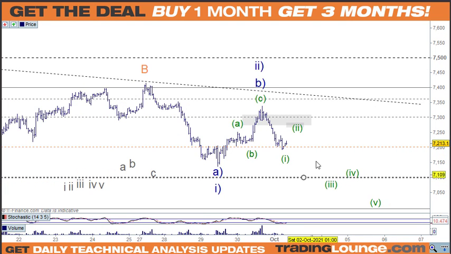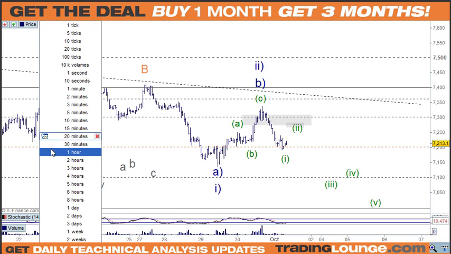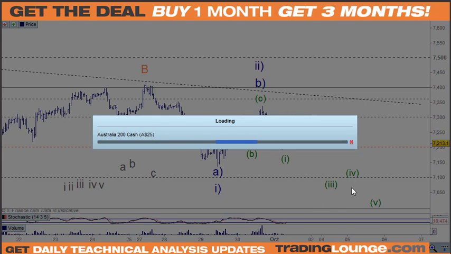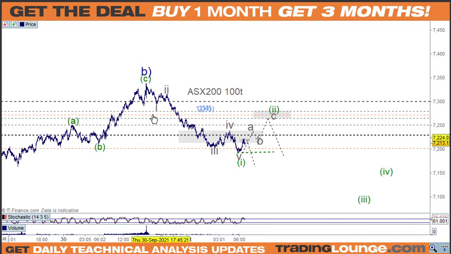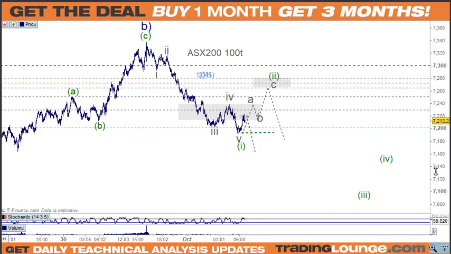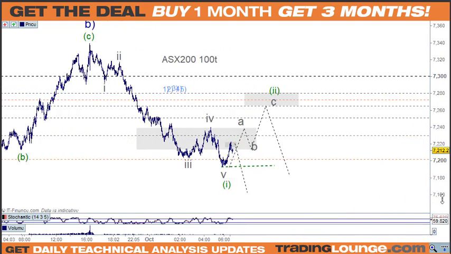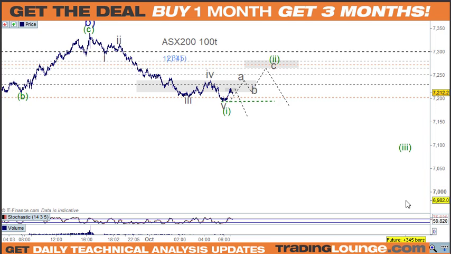I think let's just go to the tick chart, shall we? Just a little bit easier to work with. There's a couple of things I want to say here. So this B wave up here can also be wave 2, okay? It's not a biggie. But in one way or another, we should be going down to the 7,000.